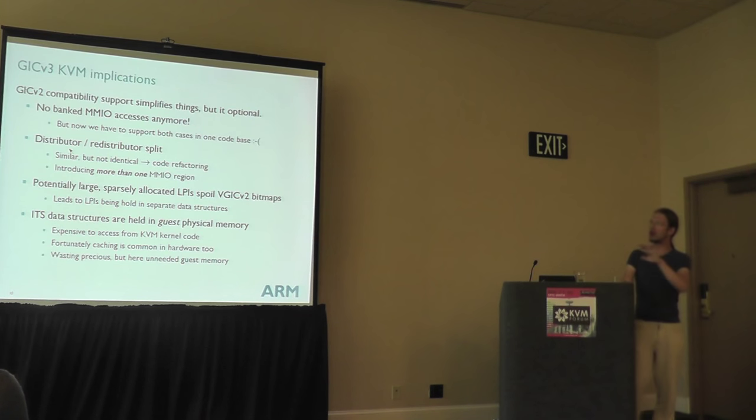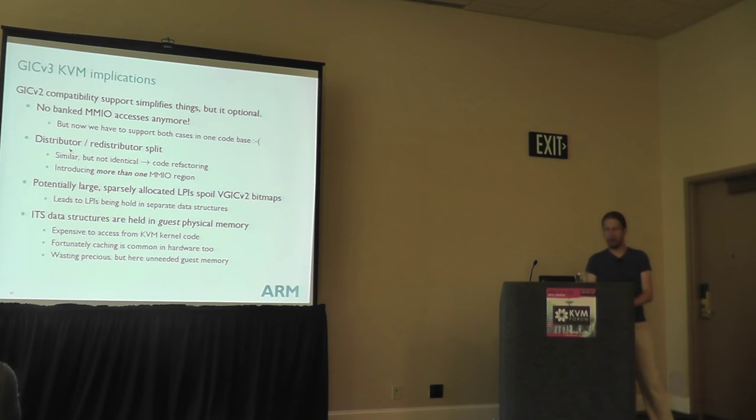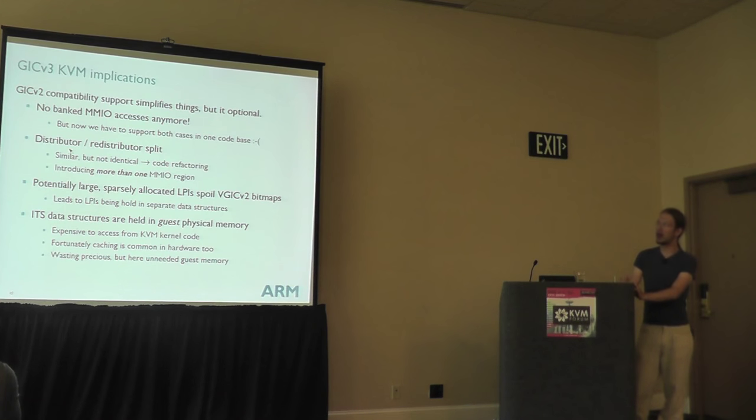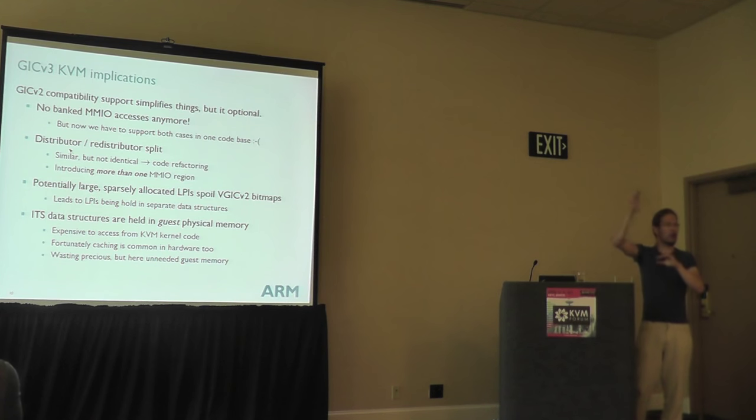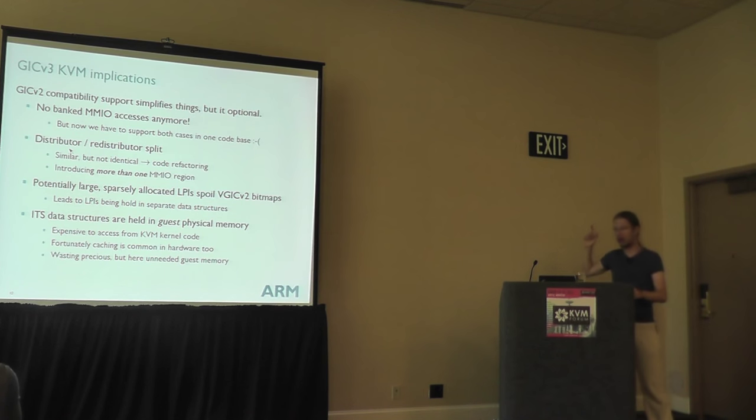The distributor and redistributor are split, so the private interrupts are now in a redistributor, the system ones in a distributor. The registers there are similar but not identical, so you need some code refactoring, which is kind of okay, but it introduces more than one MMIO region. Formerly, we just had the distributor, so it was one base address, and the offset just told you the register name. So now we have more than one MMIO region. And as we didn't use the KVM IO bus, it was a bit of a challenge to implement.